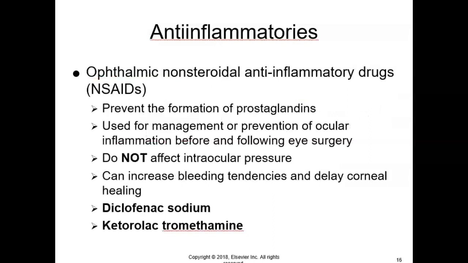Another category of anti-inflammatories is NSAIDs, and we've talked about NSAIDs before. They work by preventing the formation of ocular prostaglandins. Most of these drugs are used for management or prevention of ocular inflammation before and following eye surgery. Unlike corticosteroids, NSAIDs do not affect intraocular pressure, or IOP. However, ocular NSAIDs can increase bleeding tendencies and delay corneal healing. Topical NSAIDs are not expected to increase cardiovascular risk, hepatic reactions, or other systemic adverse effects. However, ocular NSAIDs can cause bleeding of the ocular tissues. The two ophthalmic NSAIDs that you need to be familiar with are diclofenac and ketorolac.